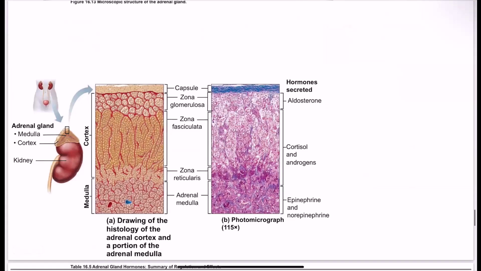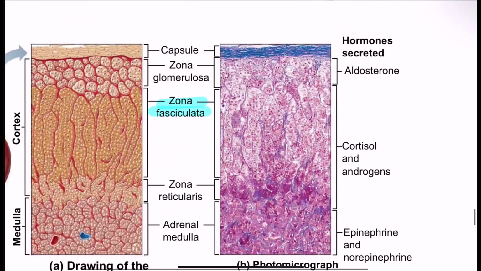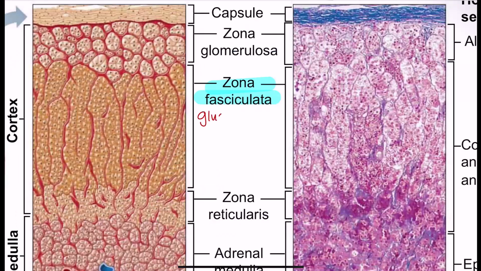Okay, so back to the adrenal cortex. So we have 3 layers of the adrenal cortex. We already talked about the zona glomerulosa. The next one is the zona fasciculata, so we'll talk about that one. We highlighted it in blue last time, so I'll highlight it in blue here. And the zona fasciculata has glucocorticoids. That's its thing. Glucocorticoids.